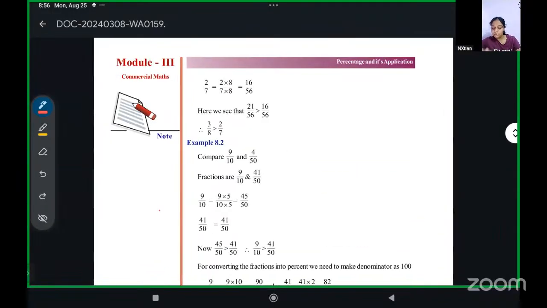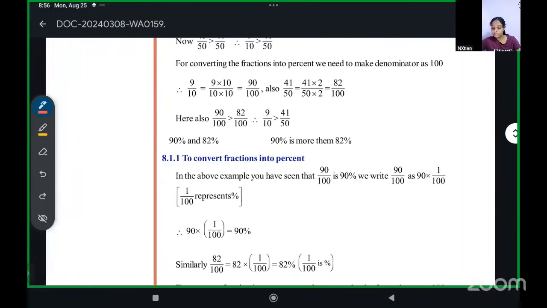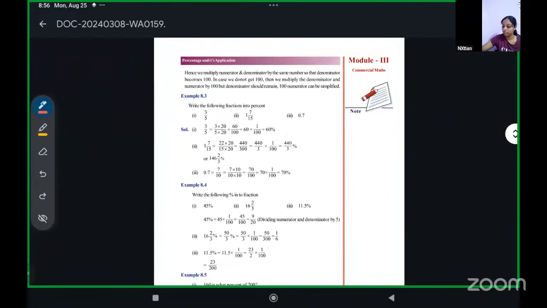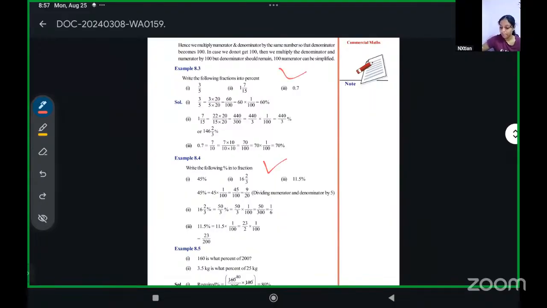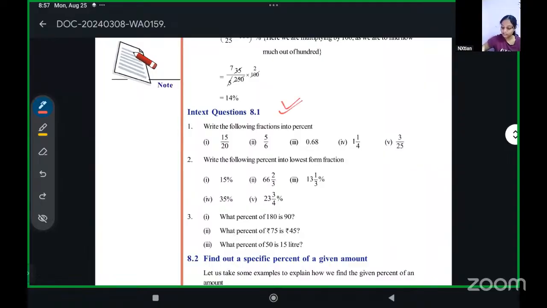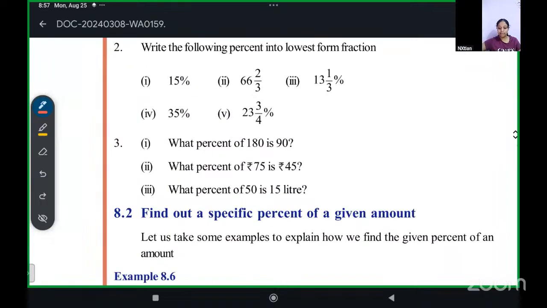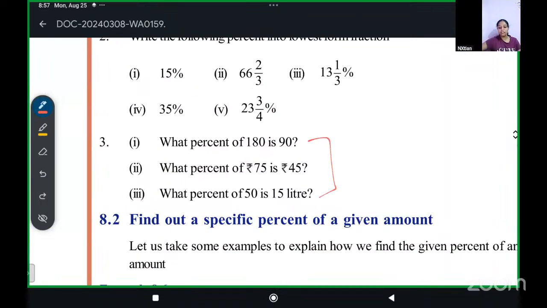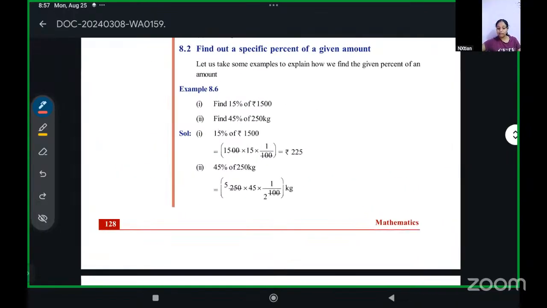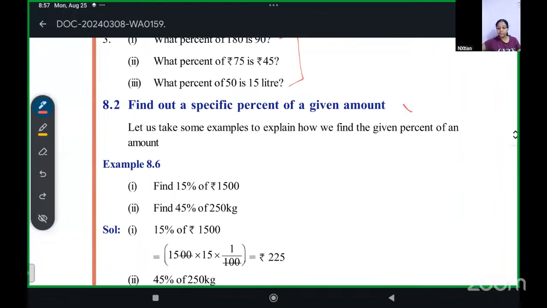From the 8th chapter, you have convert fraction into percent and percent into fraction. This exercise 8.1 is there. Converting fraction into percent, lowest form, mixed fraction to improper fraction is there. What percent of this is this? Then finding a specific percent of a given amount will come.